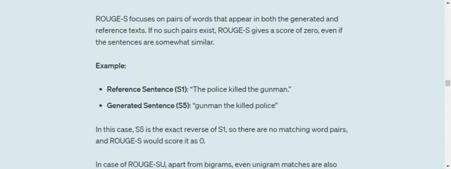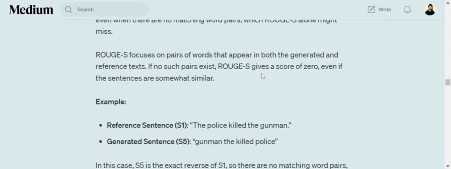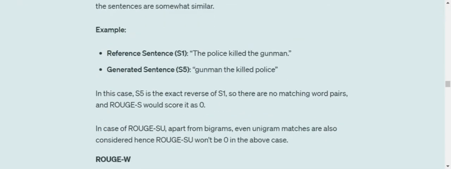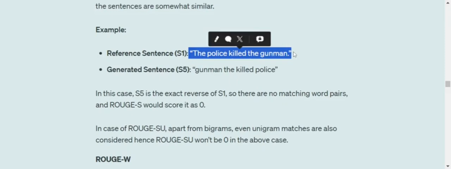This is done because there is a loophole in Rouge-S. Rouge-S focuses on pairs of words that appear in both generated and reference text. If no such pair exists, Rouge-S would be zero. But assume this particular case that was mentioned in the paper itself: the police killed the gunman, gunman the killed police. Basically, the second sentence that we have generated is a reverse of the first sentence. But Rouge-S would be zero for the second sentence because it is reversed, and the pairs that we would be forming won't overlap with anything because the sequence has been changed.